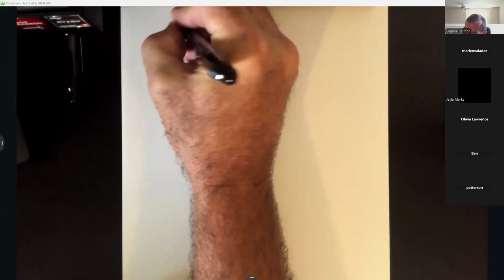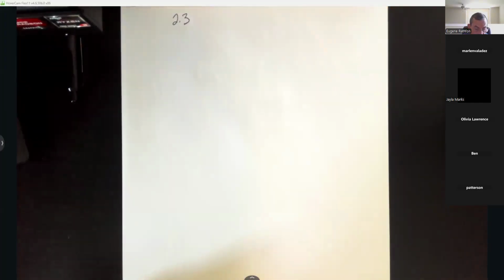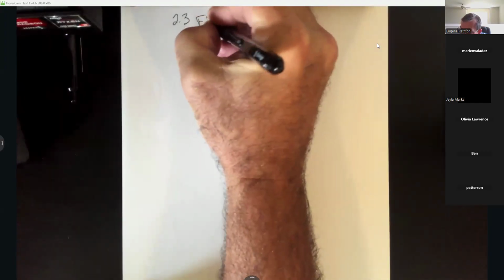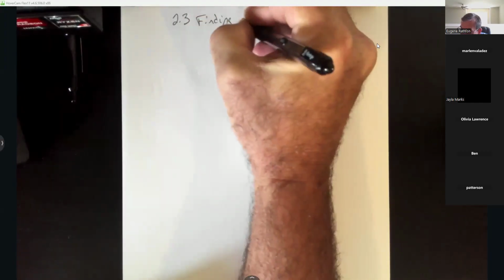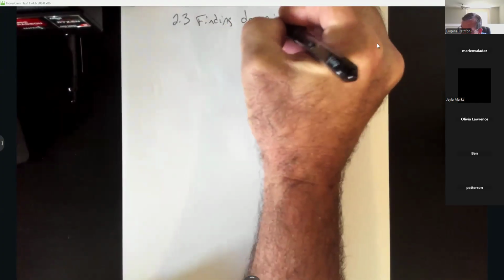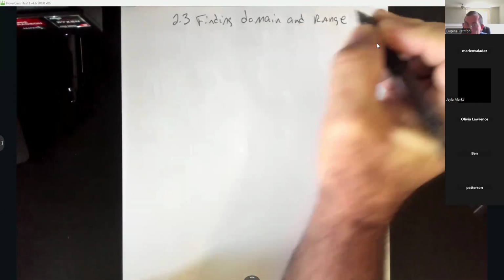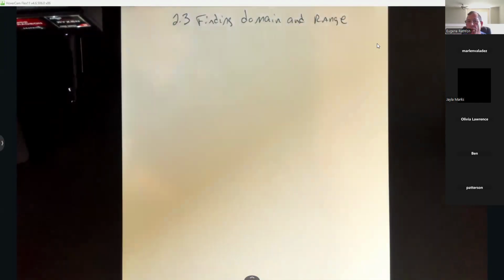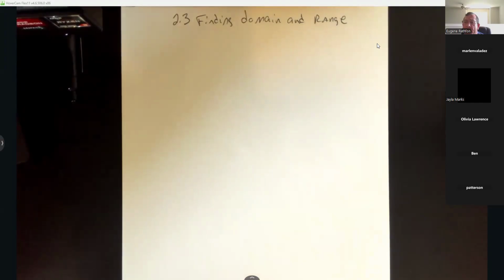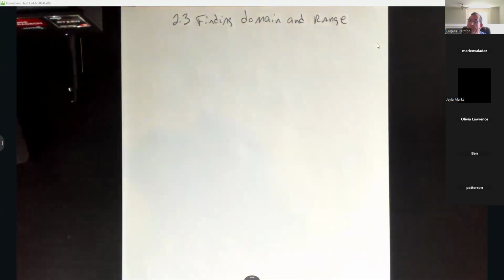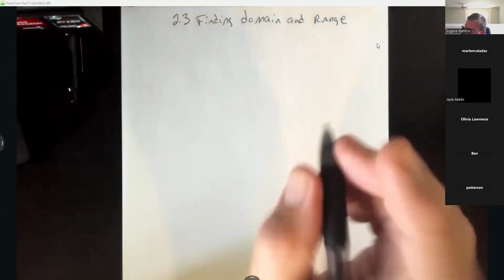All right, y'all. So 2.3 will deal with, like I said, finding domain and range. So we'll start looking at graphs for domain and range, and then we'll learn how to find domain and range of a function. Okay, so first let's find out what is a domain and range.